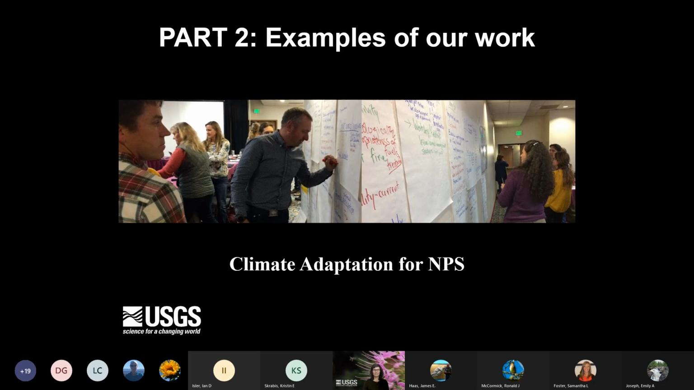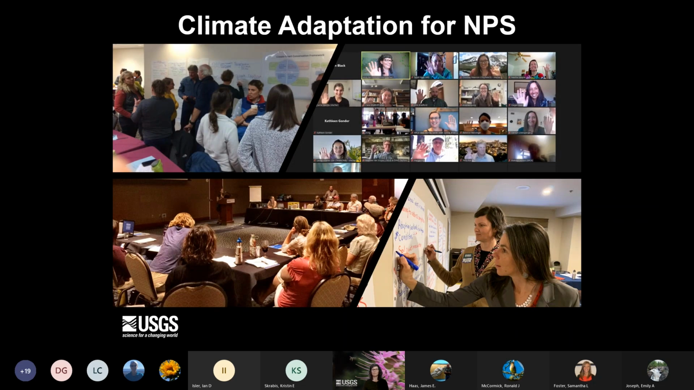And we ended up doing a number of workshops over a 5-year period. Here are some photos of us doing these workshops both before and during COVID. People around a row of tables, standing and writing on walls, and remote meetings.